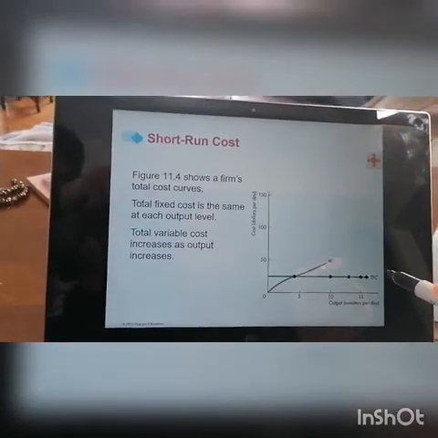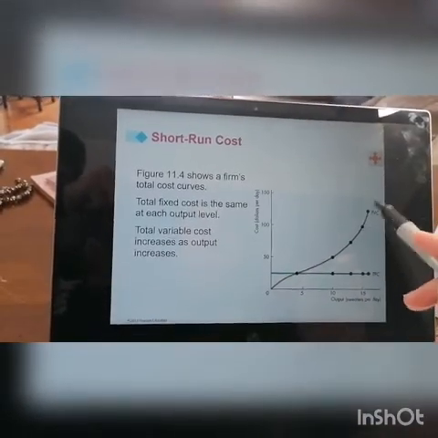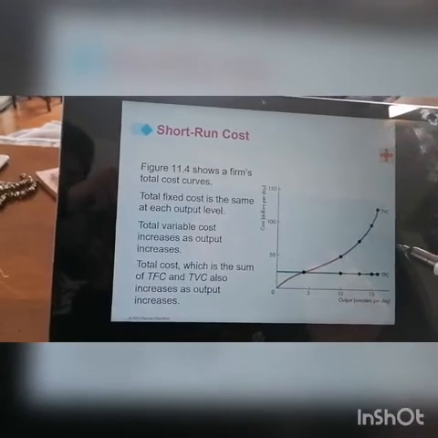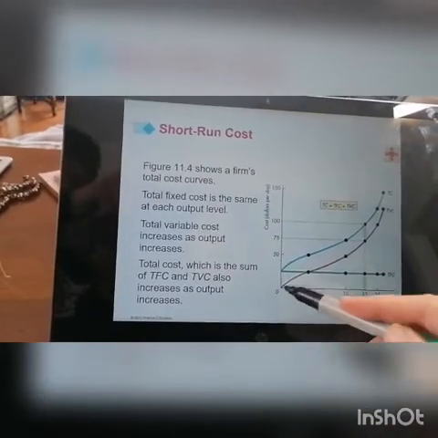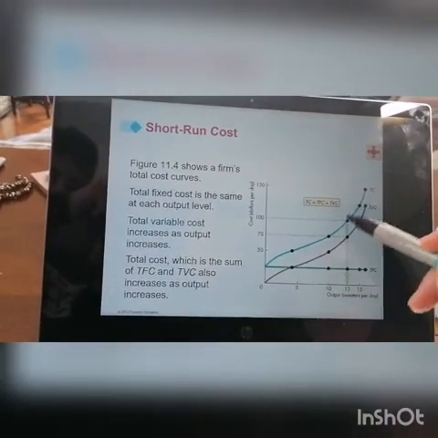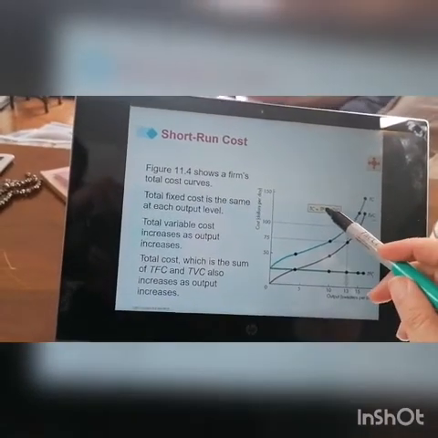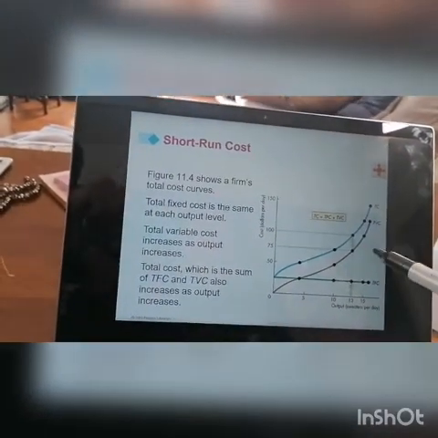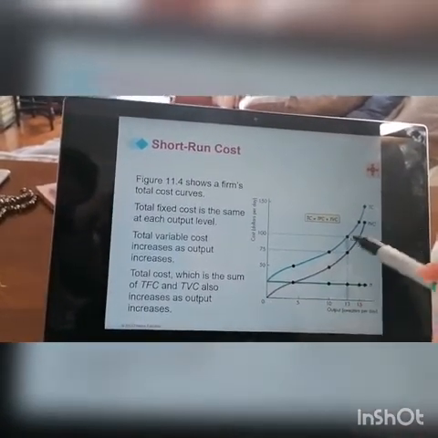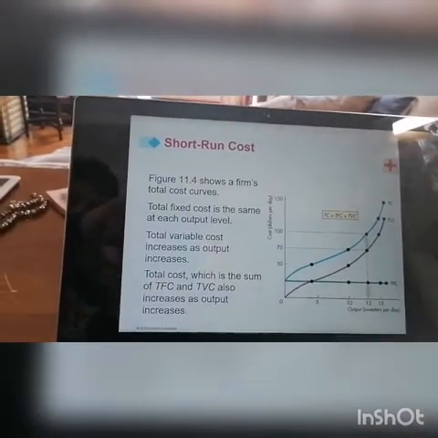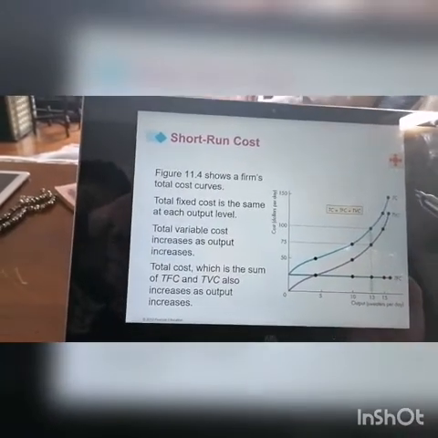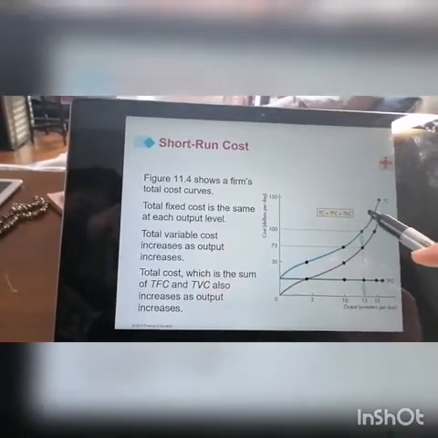However, the total variable cost increases when you are increasing output. To increase output, you have to hire more labor. So to hire more labor, you have to increase your variable costs. Here, total cost is the summation of the total fixed cost and the total variable cost. So it's higher than both total fixed cost and total variable cost. It's this blue curve, a vertical summation of both.